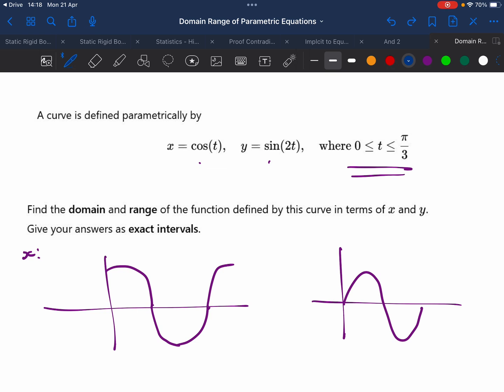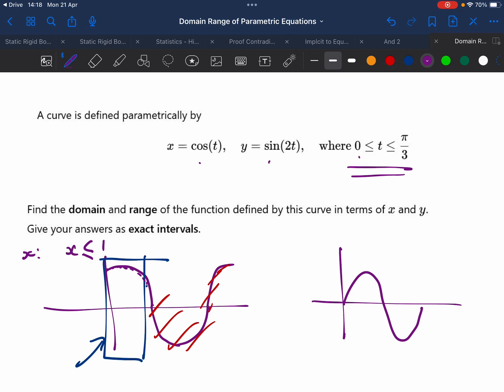So pi over 3, where would pi over 3 be? That's 60 degrees is the equivalent. So I'm effectively saying that it's only this part here, and everything else wouldn't be allowed. Can you see that that's going to restrict what x can be quite a lot? If I put in the 0, cos of 0 will give me 1, so 1 is definitely involved. Then as I go to the right, the values are going down. So it can be 1 and less than that. What's the smallest value? The smallest value will be here, which will be cos of pi over 3, and that gives an answer of a half.